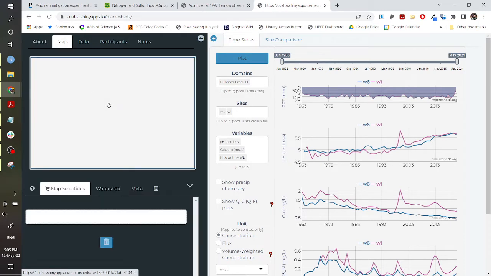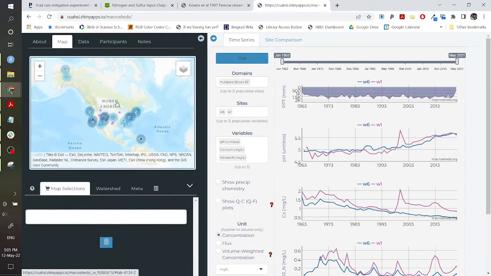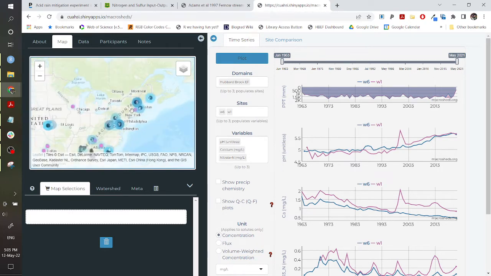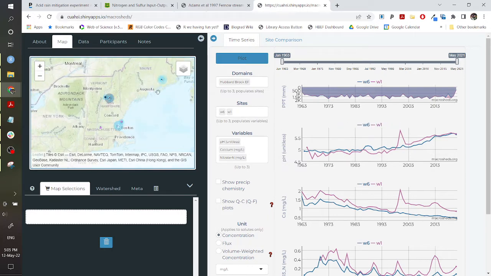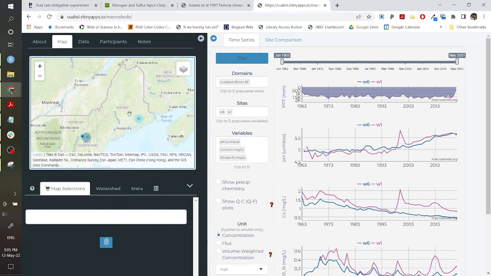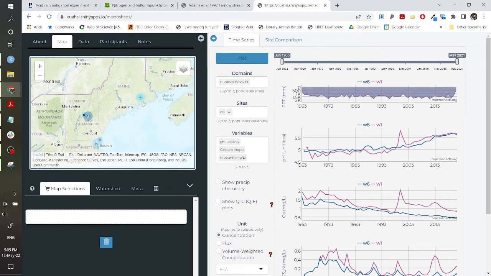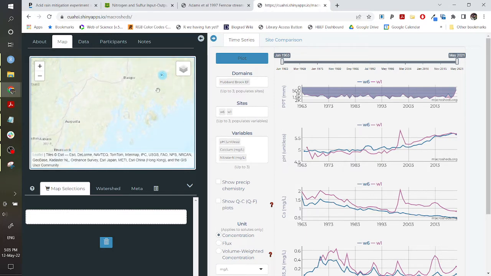I also know of 2 sites that have added ammonium sulfate fertilizer to evaluate the response of watersheds to acid rain, whereas at Hubbard Brook they added wollastonite to reverse the effects of acid rain. I'm not as familiar with those 2 sites, and so I'm going to rely on the MacroSheds map here to help me determine where those experiments took place and what the reference watersheds might be.